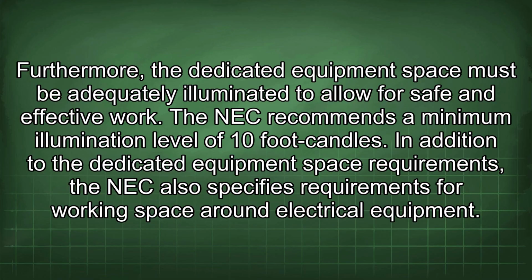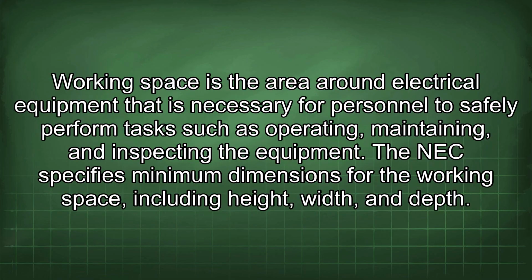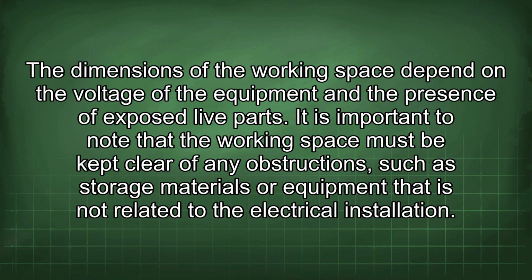In addition to the dedicated equipment space requirements, the NEC also specifies requirements for working space around electrical equipment. Working space is the area around electrical equipment that is necessary for personnel to safely perform tasks such as operating, maintaining, and inspecting the equipment. The NEC specifies minimum dimensions for the working space, including height, width, and depth. The dimensions of the working space depend on the voltage of the equipment and the presence of exposed live parts.